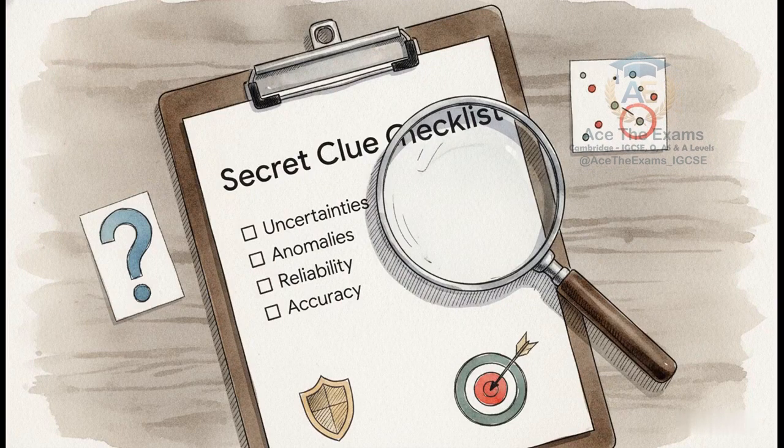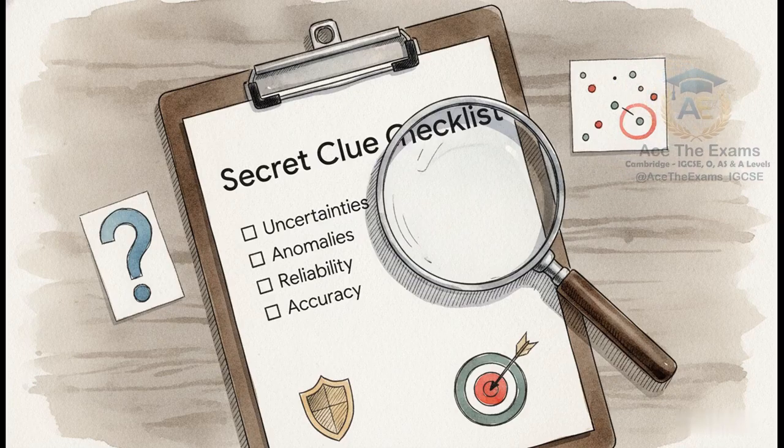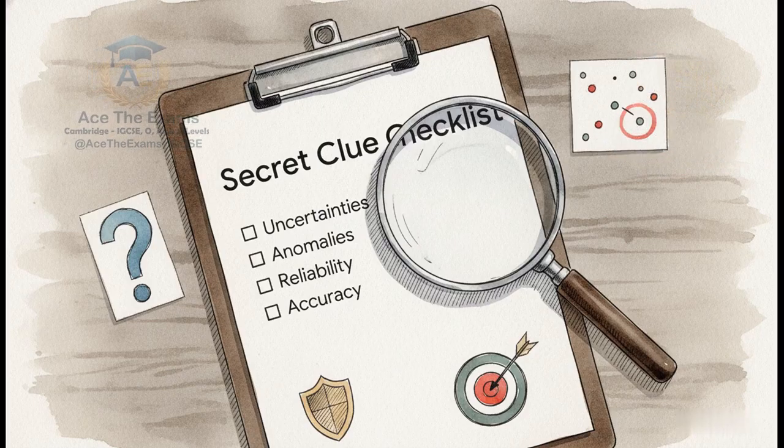All right, here is that massive secret clue checklist I promised you earlier. When you get to the very end of a practical question and the examiner asks you to evaluate or suggest precautions or improve an experiment, do not panic. Just run through this specific checklist in your head. They are actively hunting for you to discuss at least one of these 5 things. Identifying uncertainties in the apparatus, spotting weird anomalies in a data table, discussing the overall reliability of the method, assessing the accuracy of the readings, or suggesting highly specific practical improvements. Seriously, memorize this list. It is your ultimate safety net for those tricky end-of-paper questions.